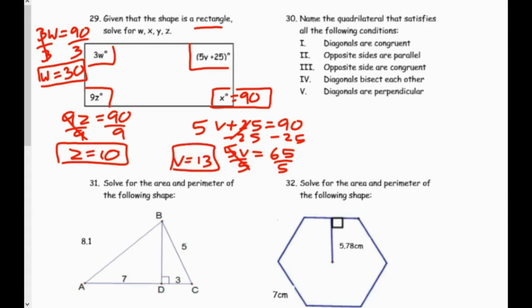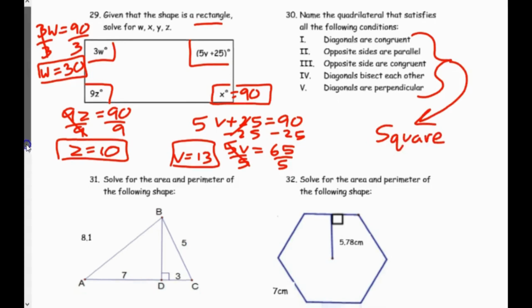Name the quadrilateral that satisfies all the following conditions. The diagonals are congruent, the opposite sides are parallel, the opposite sides are congruent, diagonals bisect each other, the diagonals are perpendicular. All these things make a square.